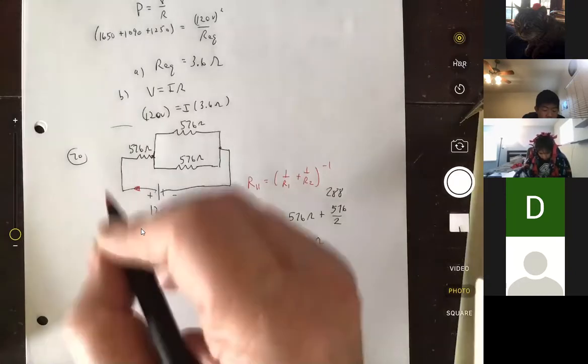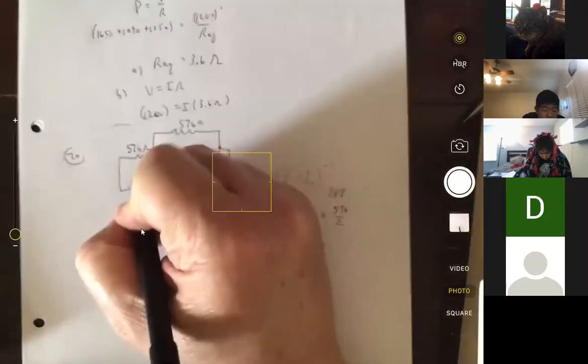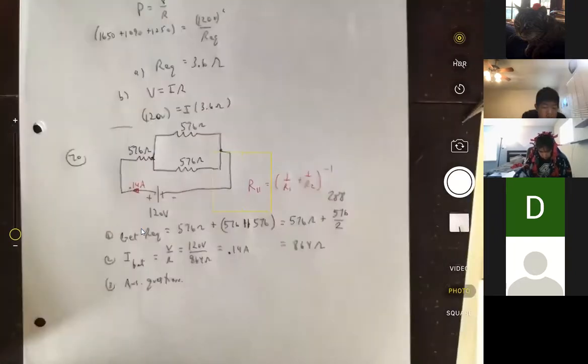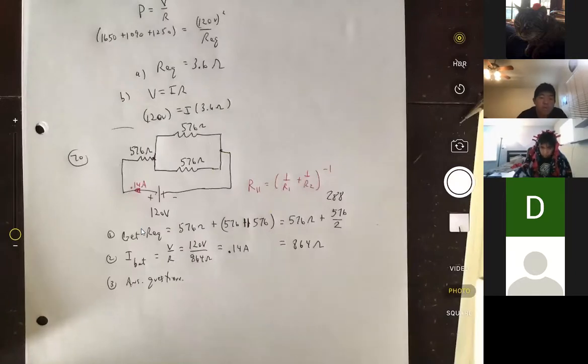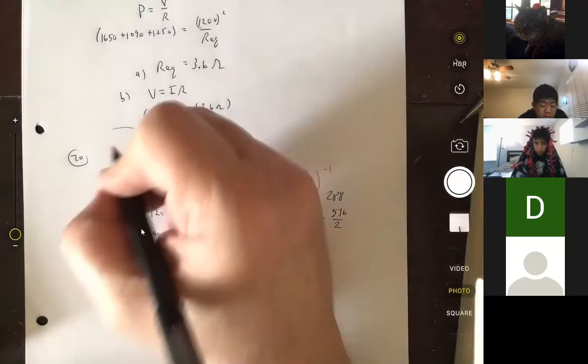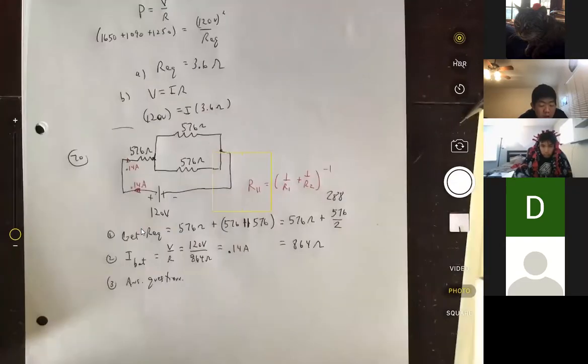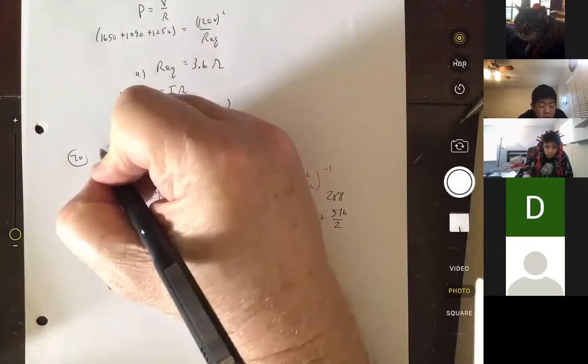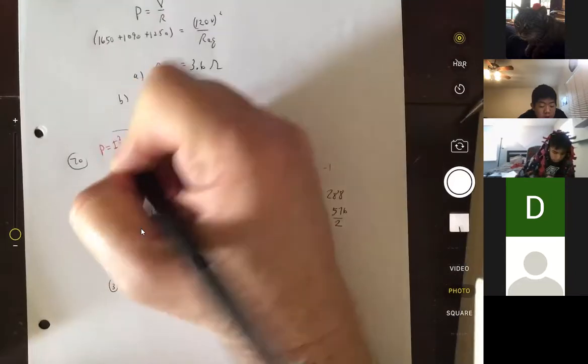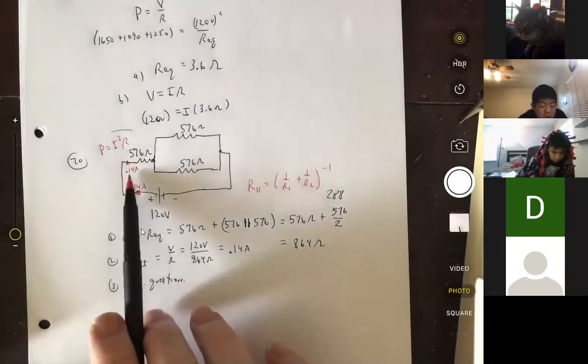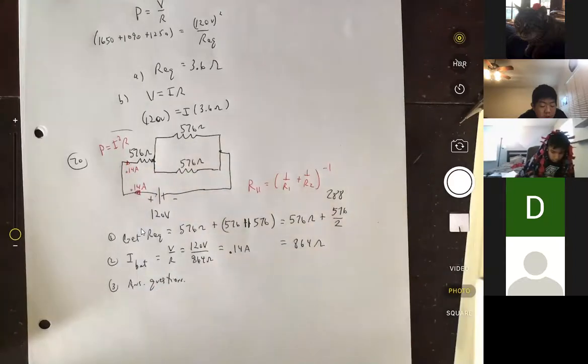So anyway, now that I got my current out of the battery, I can answer anything else they want. They want to know the power supplied to each. Well, I know that this resistor is getting 0.14 amps. And I know that it's a 576 ohm resistor, so its power is going to be I squared R. So all I have to do is take that current, square it, and multiply by 576.